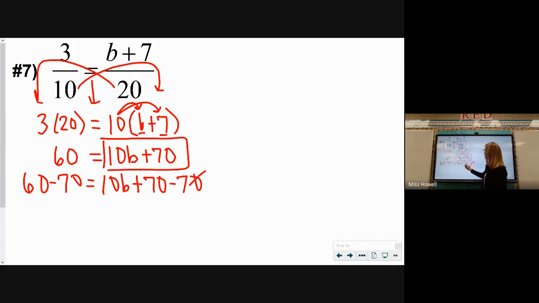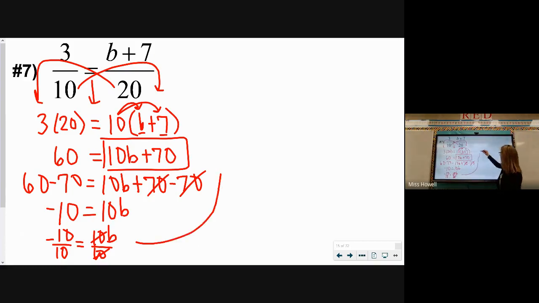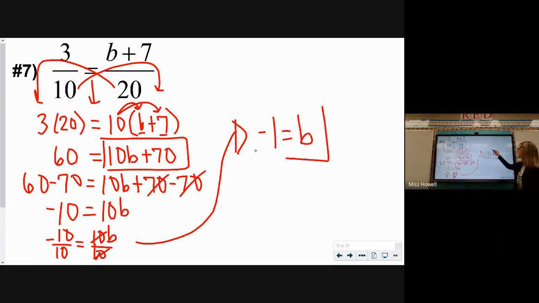Eliminate on the one side, bring down our 10b. On the other side, 60 minus 70 would just give us a negative 10. From here, a one-stepper where we have to eliminate the times 10 by dividing both sides by 10. Cancel on the one side, do our math on the other. So negative 10 divided by 10 will give us a negative 1 equals b. Good, final, box it in.